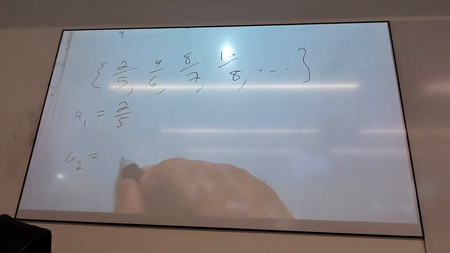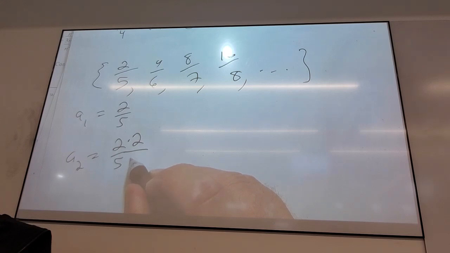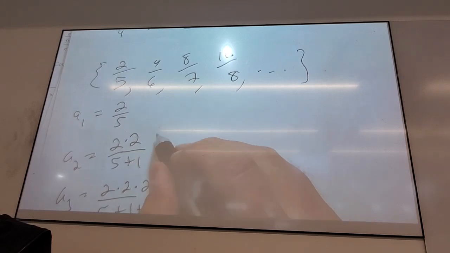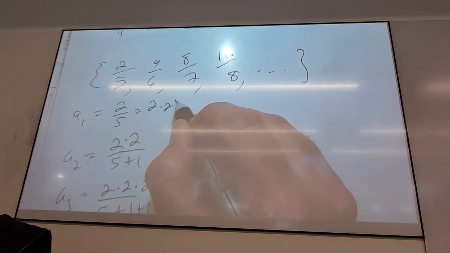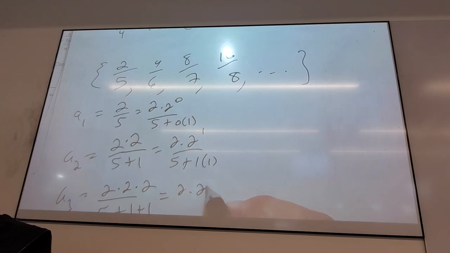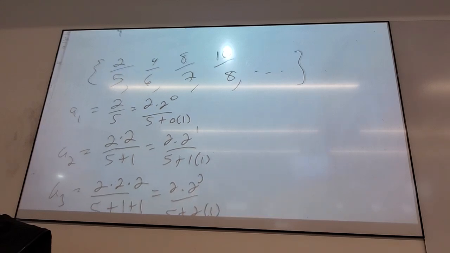How do I go from A1 to A2? What do I do to A1 to get to A2? Yeah, multiply the top by 2. Plus 1 on the bottom. Yes? How do I get to A3? 2s. And on the bottom? Plus 2. Yes. So this is 2 times no 2's over 5 plus no 1's. This is 2 times 2 to the first over 5 plus 1 1. This is 2 times 2 squared over 5 plus 2 1's.